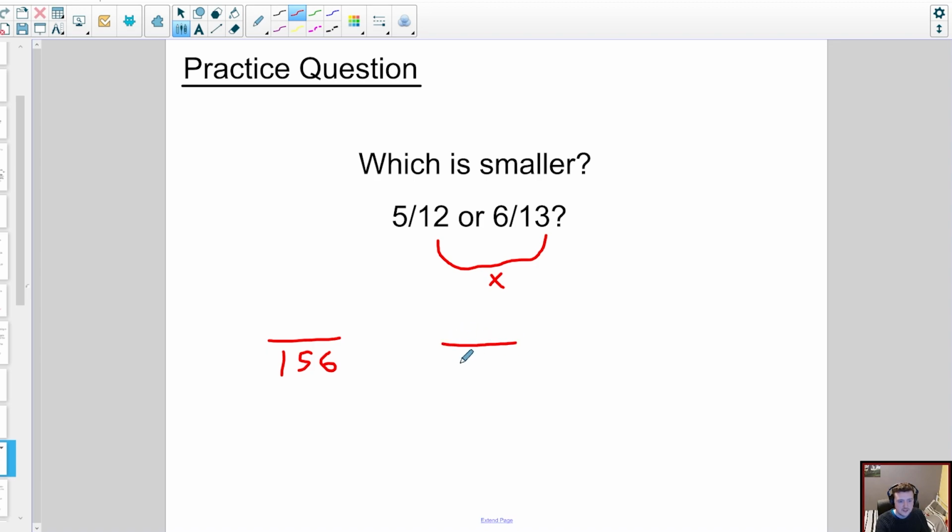So we're going to end up with two fractions out of 156. Well, how many 12s in 156? Well, it's 13. So 13 times by 5 is 65.